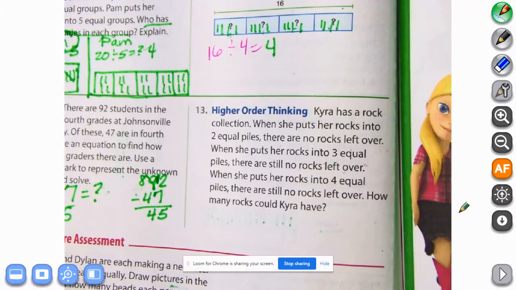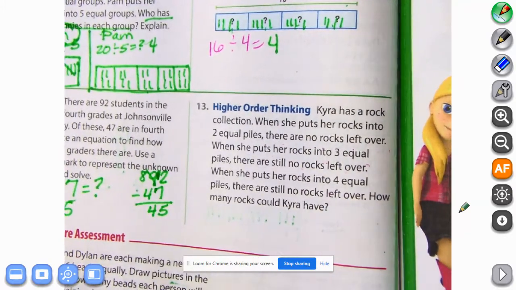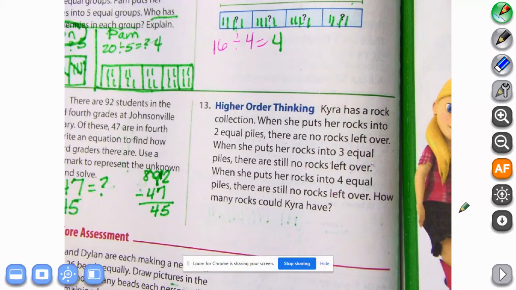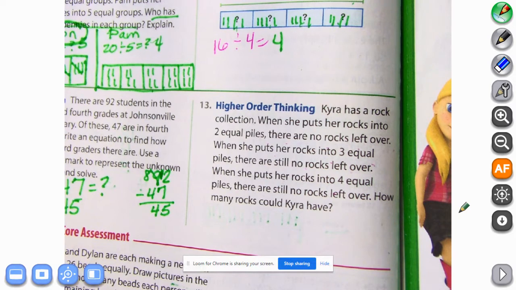Okay, number 13. Kyra has a rock collection. When she puts her rocks into 2 equal piles, there are no rocks left over. When she puts her rocks into 3 equal piles, there are still no rocks left over. When she puts her rocks into 4 equal piles, there are still no rocks left over. How many rocks could Kyra have?